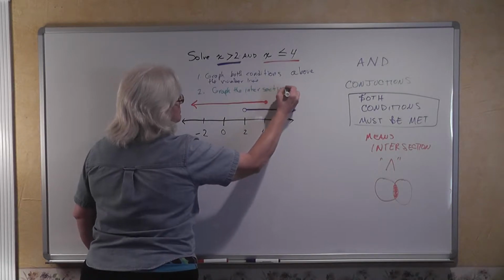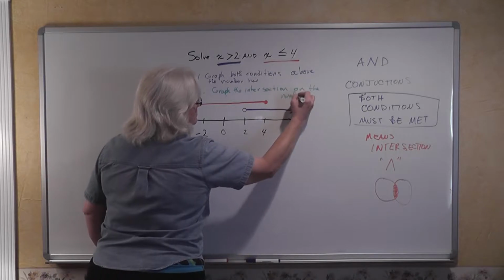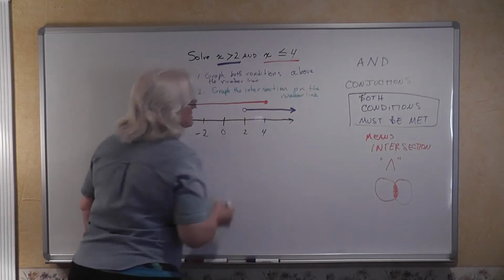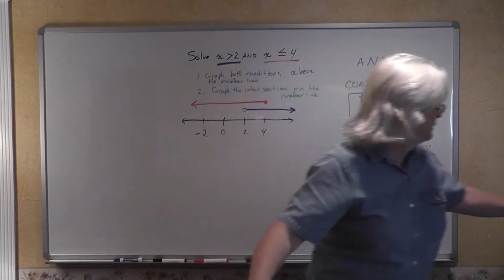Intersection on the number line. So what do we mean by intersection? We mean those areas of overlapping.